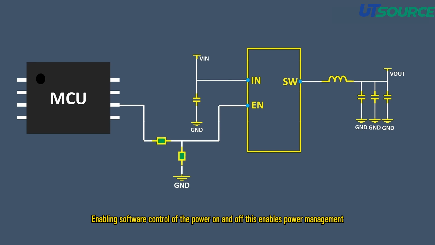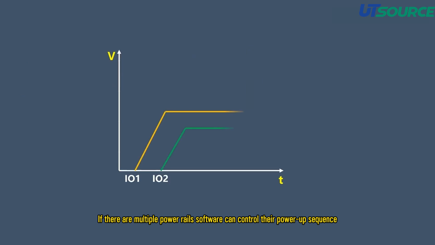The fourth method is using the CPU's GPIO to control the EN pin, enabling software control of the power on and off. This enables power management. If there are multiple power rails, software can control their power-up sequence.